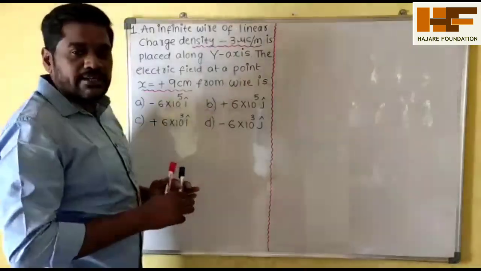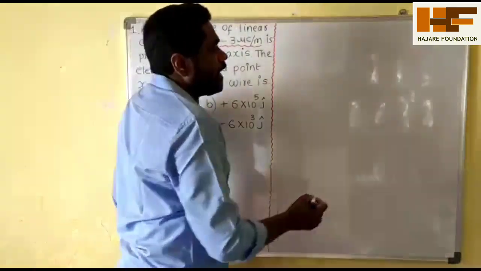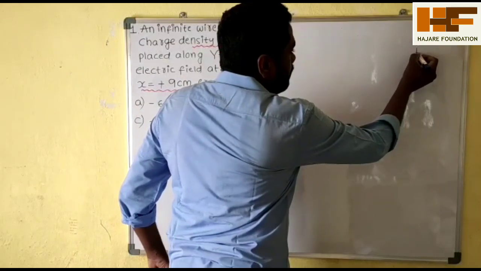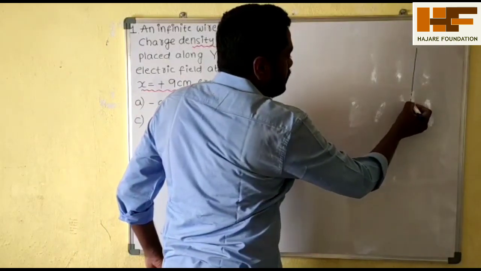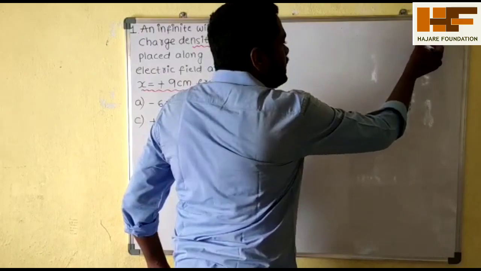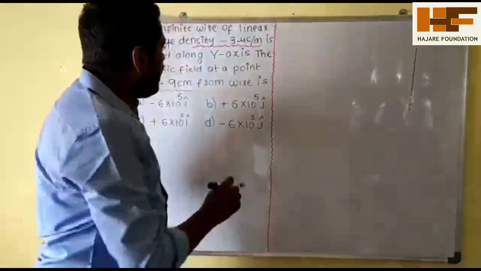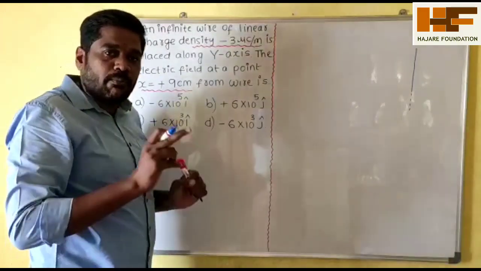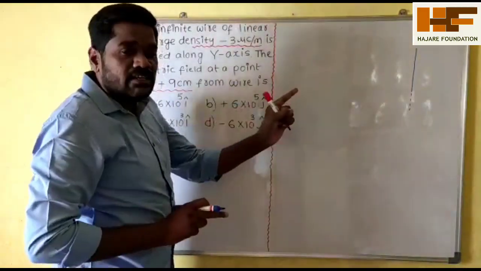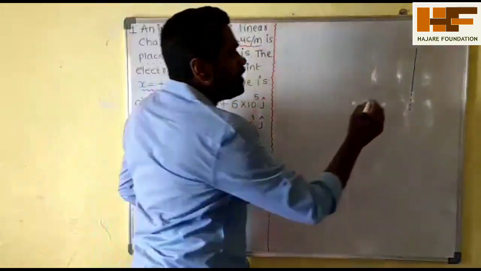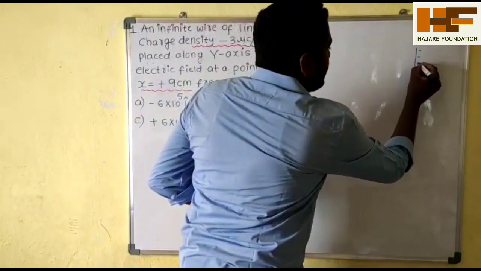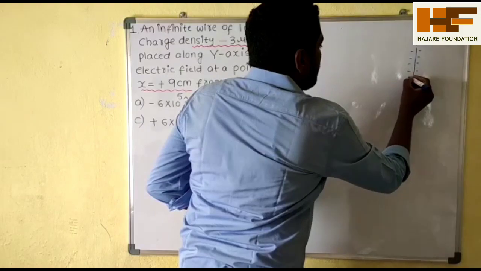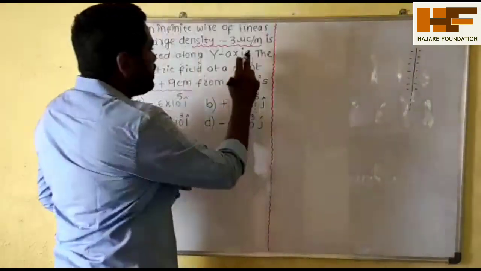First of all, let us draw the diagram. Here I am taking this as one infinite wire. The dots indicate the infinite nature. And here it is minus 3 microcoulomb. Minus means the charge on the wire is negative in nature. Therefore, I am taking the negative charge on the wire right now.